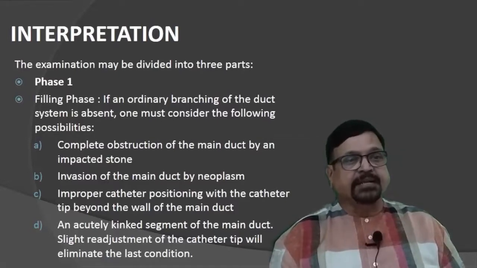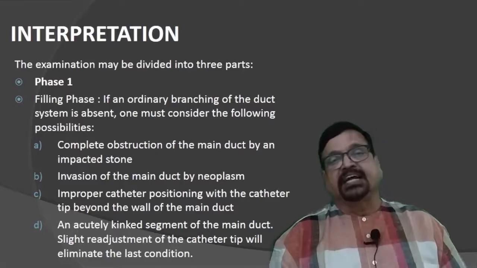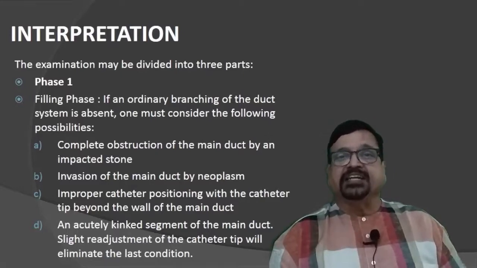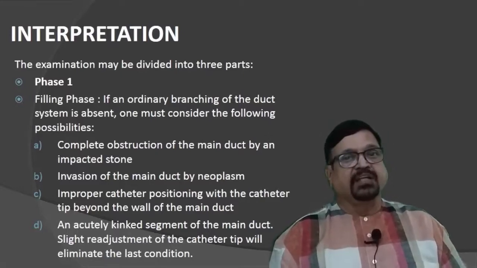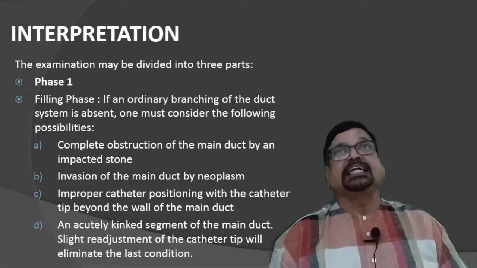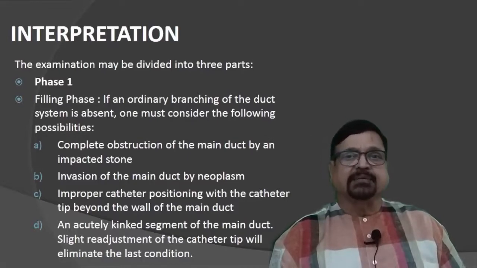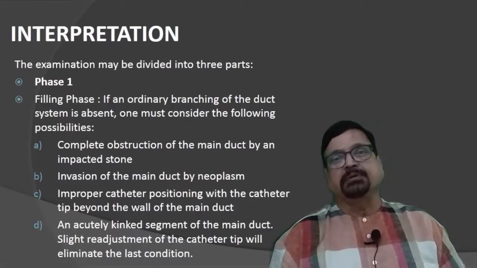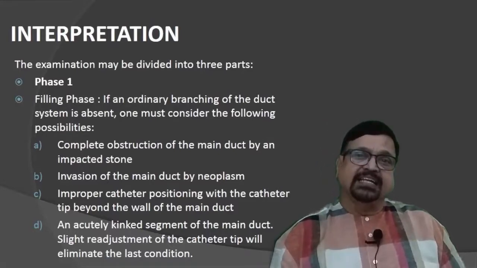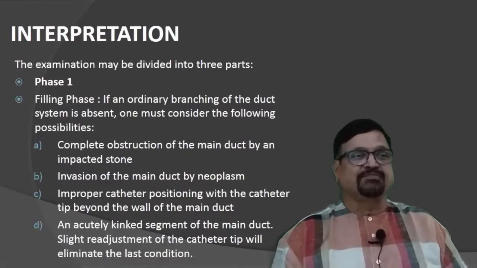Then improper catheter position, with the catheter tip beyond the wall of the main duct. Now what happens is, we are putting a catheter in the duct and we are going for the film. Once the tip of the catheter is put into the duct and slowly the contrast is injected, sometimes because the patient moves, or because of a technical error, the tip of the cannula comes out. So that is the second reason, which is very common. Then you have to recannulate and get another film.